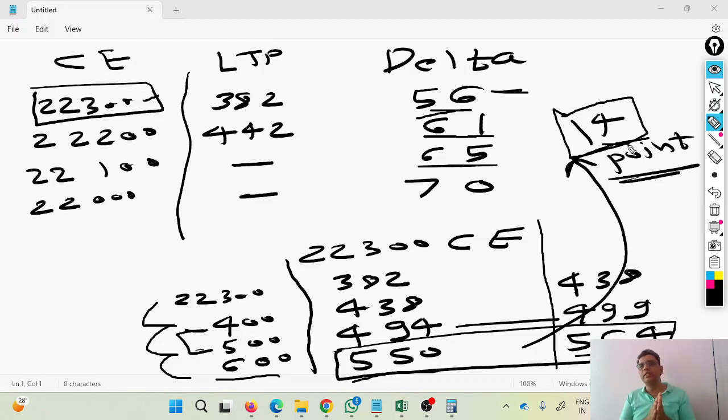So this is the basic concept of gamma, because the change in delta is not linear. It is non-linear, or you can say exponential. And whatever difference you are seeing in this particular calculation, that is called the gamma impact.